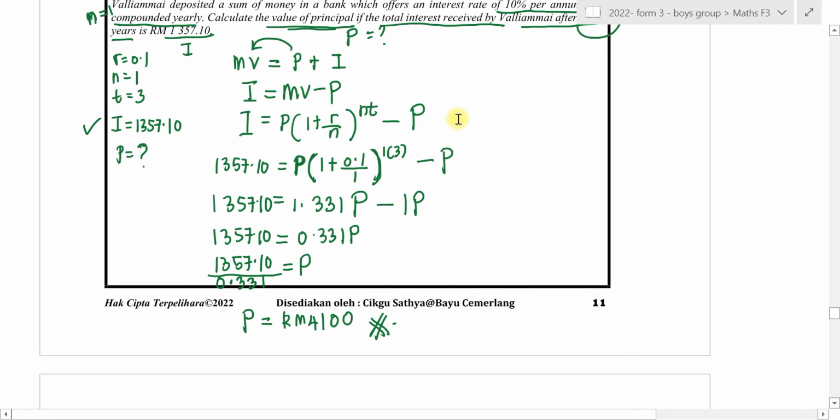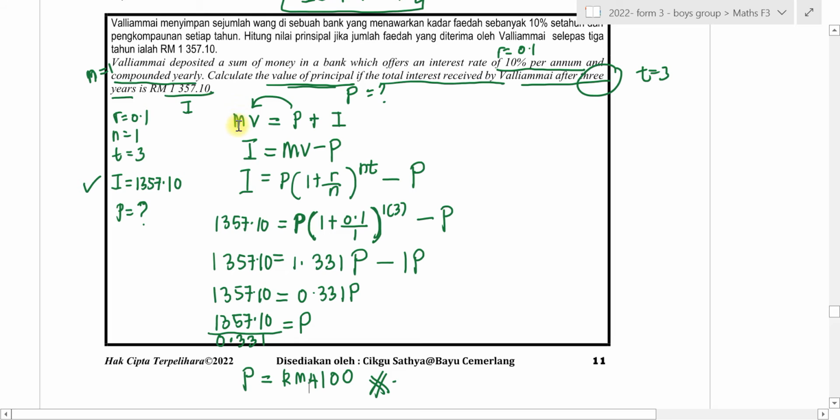So you must know the main formula here. The MV is actually principal plus interest. They are not even giving the value of MV, so this can be a troublesome question. But if you are well aware of the formula, this question is also one of the solvable questions. Okay, copy this down.